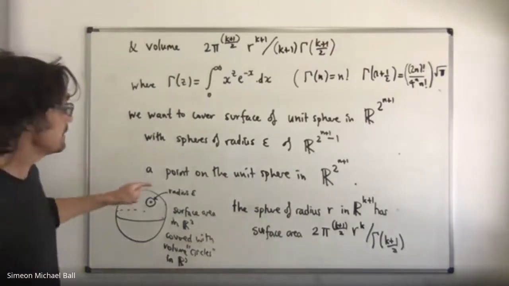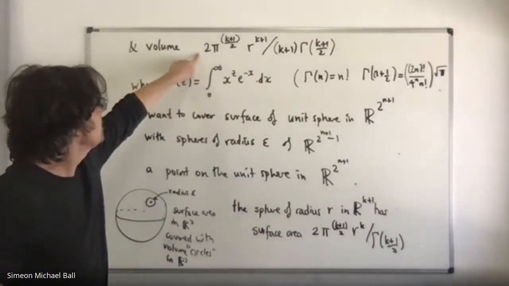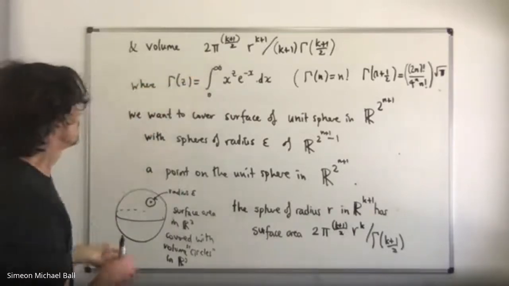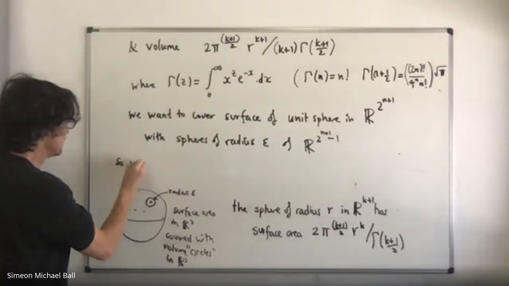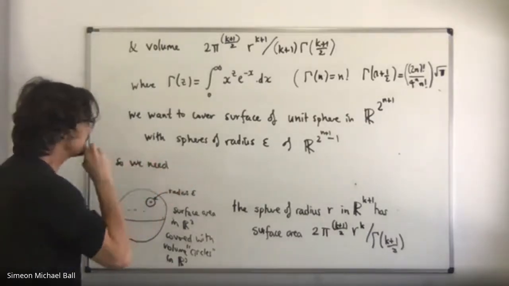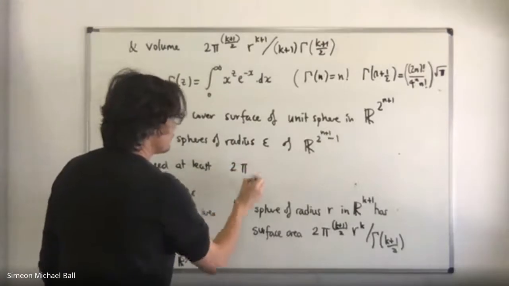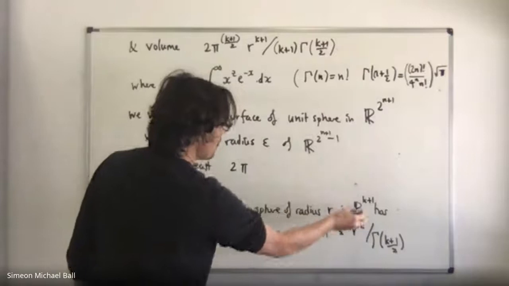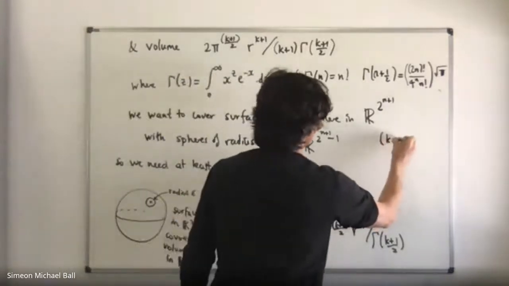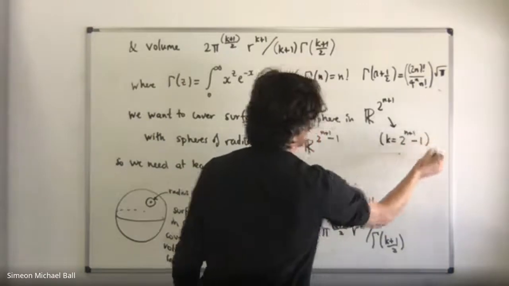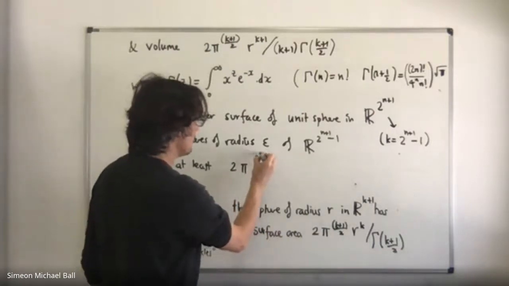So how many do we need? We need to put R is 1 in this formula and divide by R is epsilon in this formula, but with K 1 dimension less. So we need at least, so this K here will be 2 to the n plus 1 minus 1. So that's pi to the 2 to the n plus 1 minus 1. So we're going to add 1, so that's simply pi to the 2 to the n.